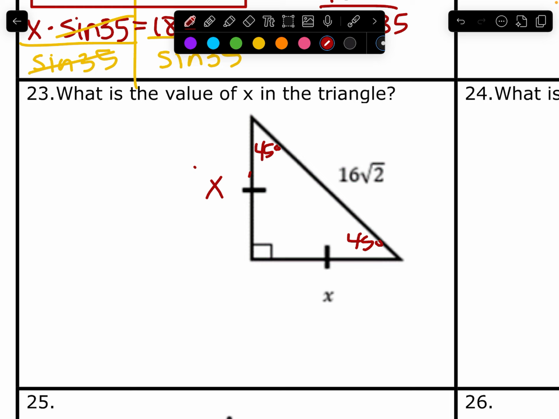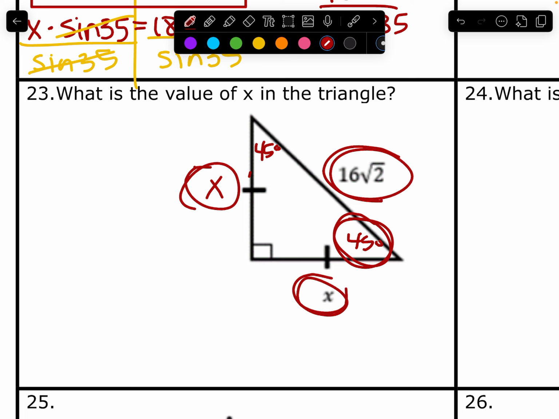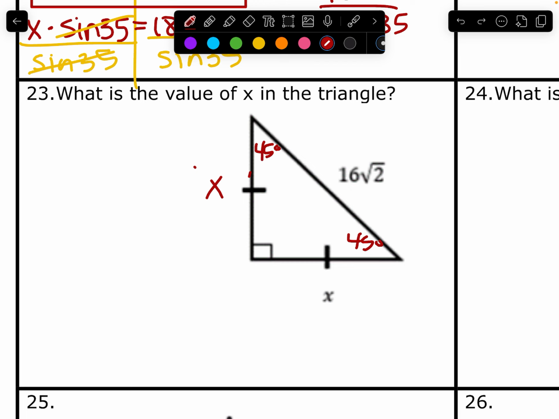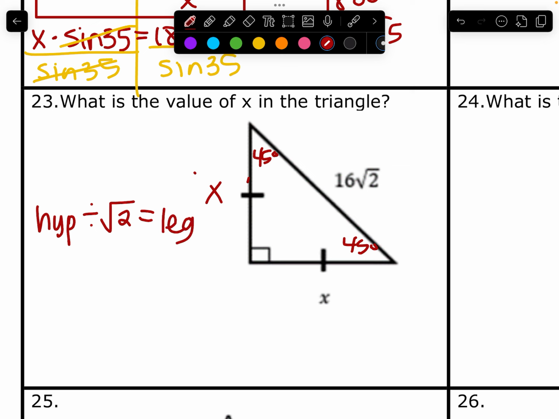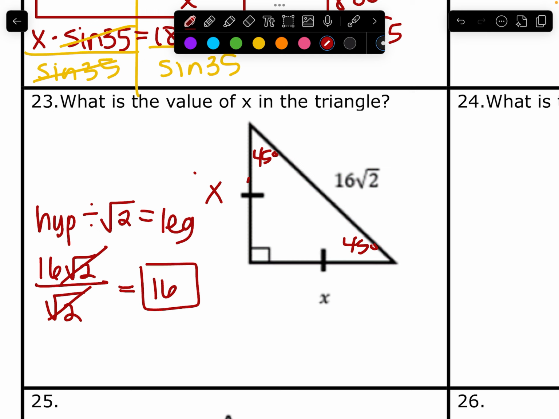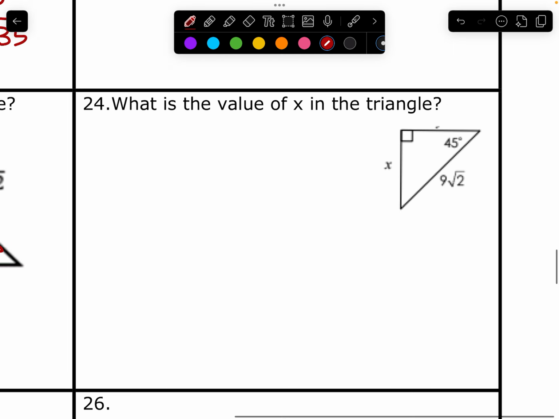You could also use SOHCAHTOA because you know the angle is 45, you know the hypotenuse is 2, and x would be the adjacent, or x would be the opposite, depending on which one you wanted to use. So we have choices, is all I'm trying to say. But I will use the 45, 45, 90 rules, which states that the hypotenuse divided by the square root of 2 will equal the leg. So 16 square root of 2 is the hypotenuse. If I divide that by the square root of 2, that's just going to cancel out, and that'll leave us with 16. So x is 16. Go ahead and try number 24.